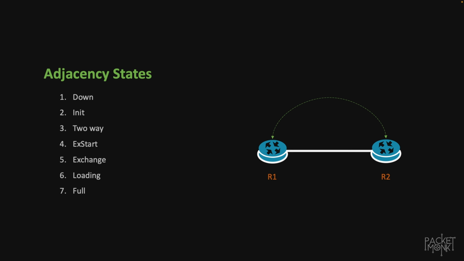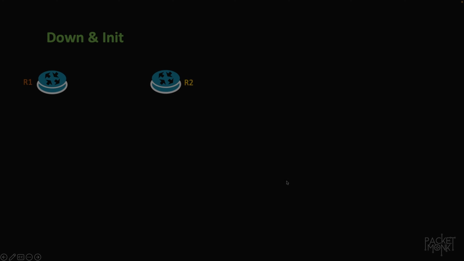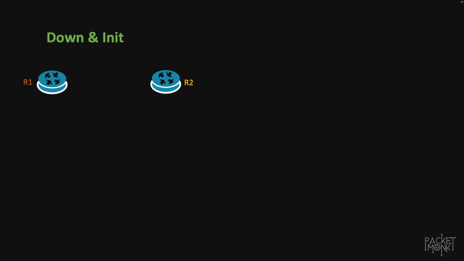As you see here in the diagram, I have two routers, R1 and R2, connected back to back. I will be explaining each state with packet captures and logs taken from R1. The first state is down. An OSPF router starts with the down state, which means the router hasn't received any hello message from its neighbors. But the router can send a hello to its neighbor.